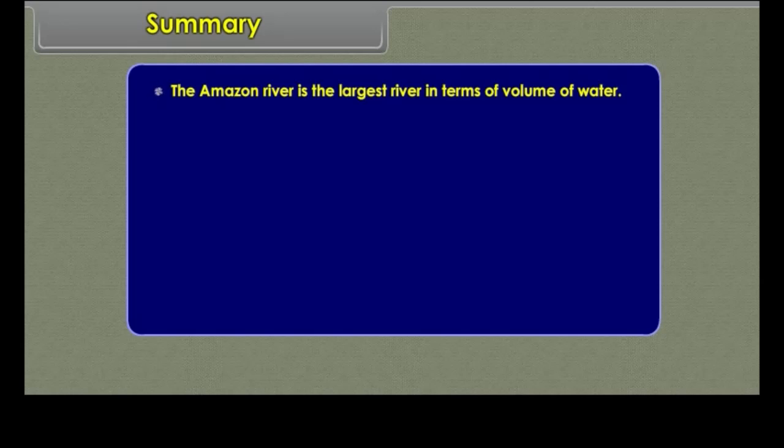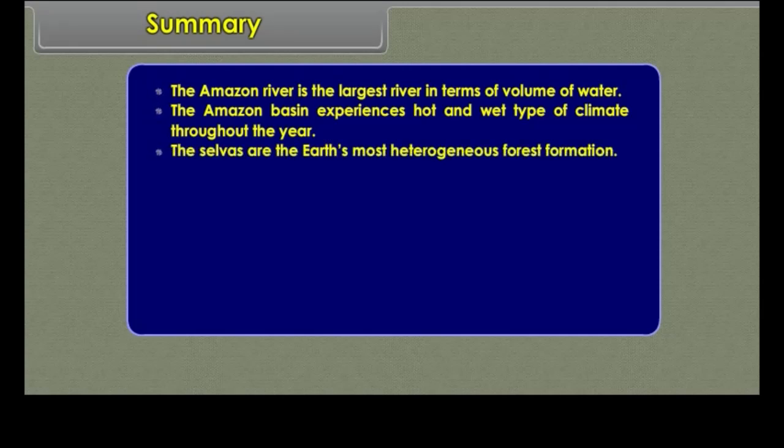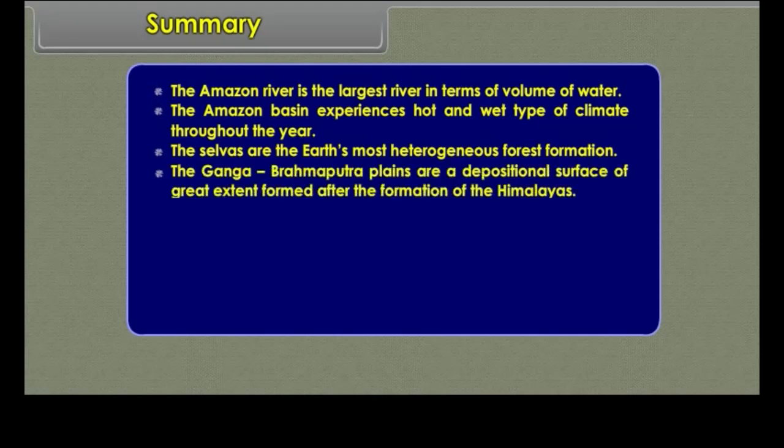Summary. The Amazon River is the largest river in terms of volume of water. The Amazon Basin experiences hot and wet type of climate throughout the year. The selvas are the Earth's most heterogeneous forest formation. The Ganga-Brahmaputra plains are a depositional surface of great extent formed after the formation of the Himalayas.